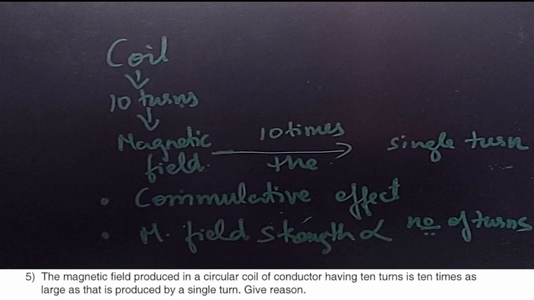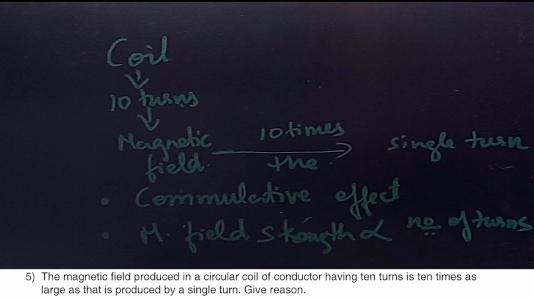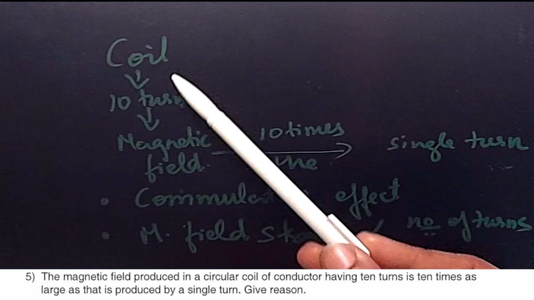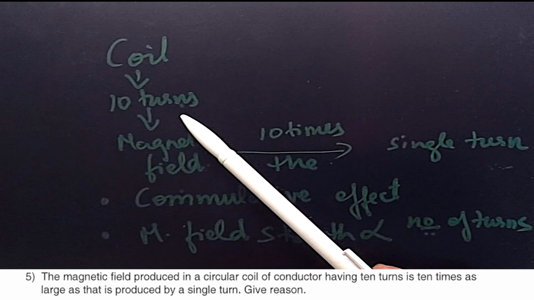The magnetic field produced in a circular coil of conductor having 10 turns is 10 times as large as that produced by a single turn. Give reason. So they're telling a statement and you're supposed to give reason for that concept. So what is the meaning? A coil with 10 turns.